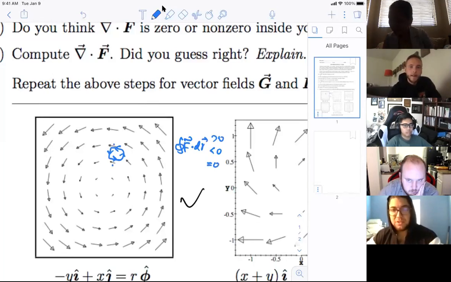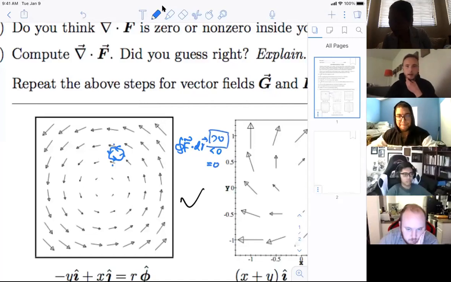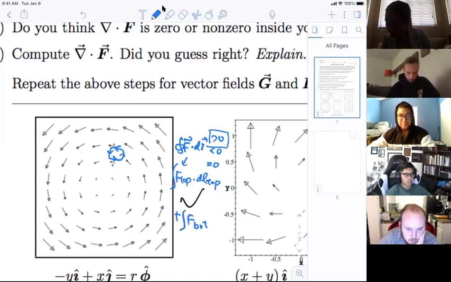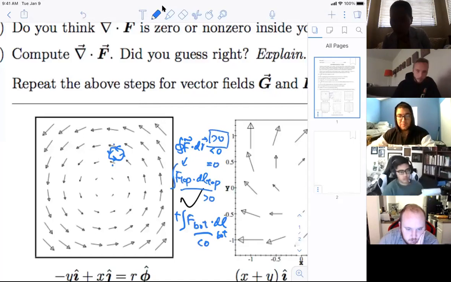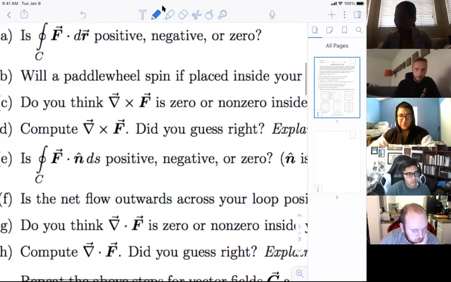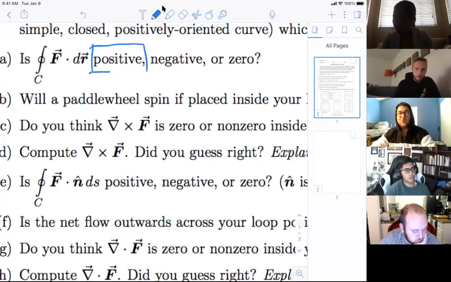I think it's going to be positive, greater than zero. Yes. This one is breaking down into F for the top times dL on the top, so section 1, plus F on the bottom times dL on the bottom. This one is larger than 0, this one is less than 0, but the larger one has an even bigger magnitude. So overall, they add up to be larger than 0. So that is our first question: it is positive.